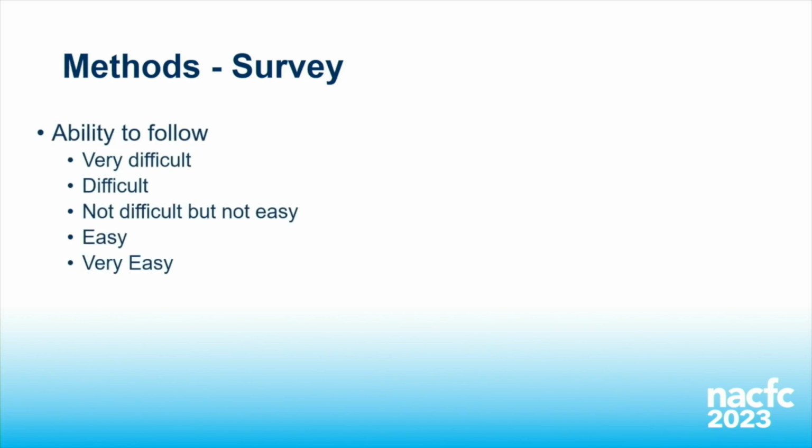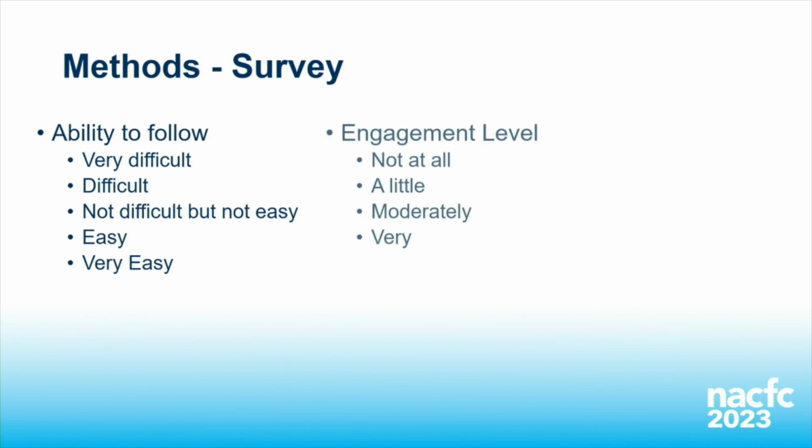The first one was, how is their ability to follow the information being presented? It was listed from very difficult, difficult, not difficult but not easy, easy, and very easy. Then we asked how engaged were they in the meeting, from not at all, a little, moderately, to very engaged. And then we also added several comment sections so that they could put in their opinions on the changes that were being made, add in suggestions, and provide some rationale so we could see why things were changing.